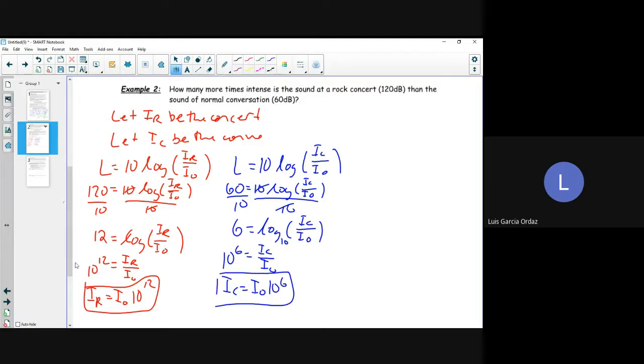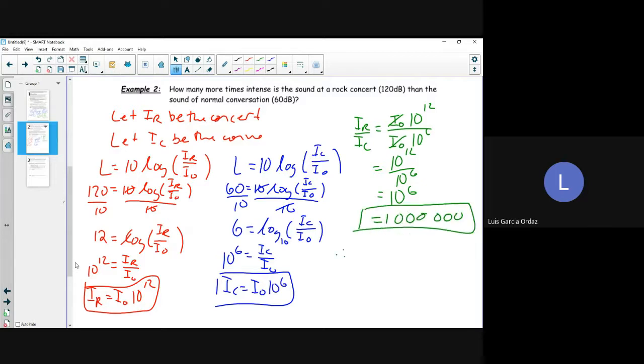And now, just like the first question, we are just going to take the ratio between both of them. So we're going to divide the rock concert by the conversation to see how much more intense the rock concert is as opposed to the conversation. So you get IR divided by IC, which is equal to I0 times 10 to the 12 over I0 times 10 to the 6. So the I0s cancel out. We're left with 10 to the 12 over 10 to the 6. And because we are dividing exponents with the same base, we just subtract the exponents. So 12 minus 6 gives us 6. So we get 10 to the 6, which is equal to 1 million.